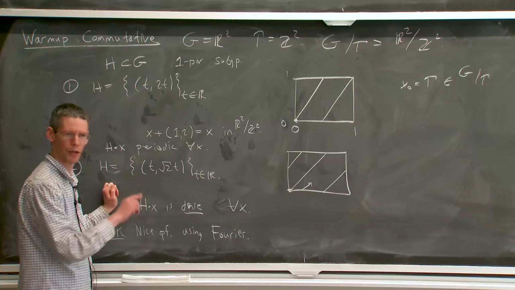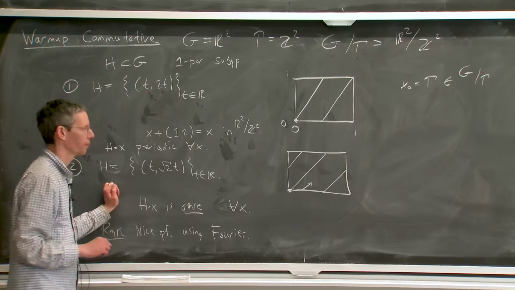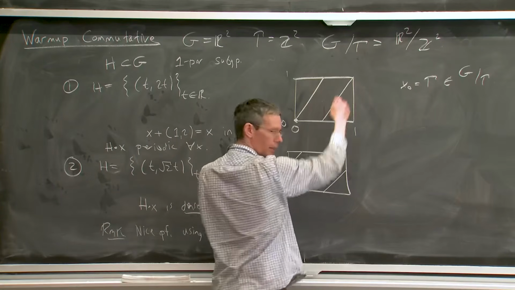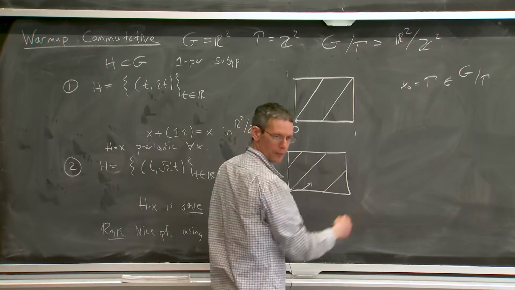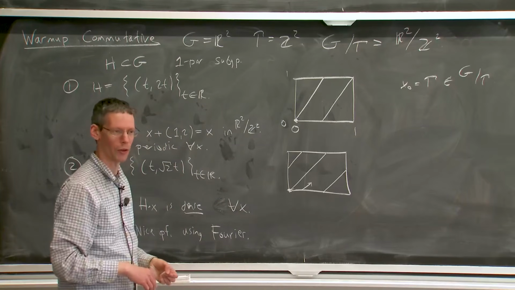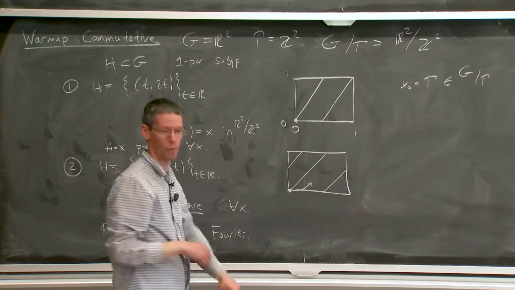OK. Questions or comments so far? OK. So we've seen two things that could happen. The orbit could be periodic, and the orbit could be dense. And we haven't yet seen other things, but we might wonder about whether other things could happen. And now we can shift to a more complicated non-commutative group like SL2R.